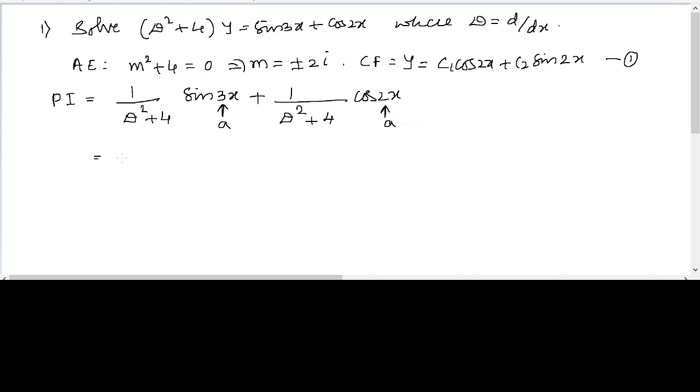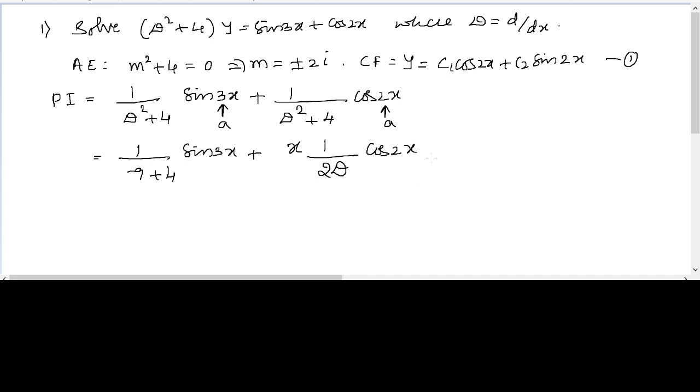When I replace, we get 1 by minus 9, that is minus 3 square plus 4, and sin 3x. Plus, here when I replace D square by minus a square, where a is 2, we get minus 4 plus 4, that is 0 in the denominator. That is the case of failure. So what we need to do here is multiply by x in the numerator and differentiate the denominator with respect to D. The derivative of D square is 2D, plus 4 derivative is 0, and cos 2x.